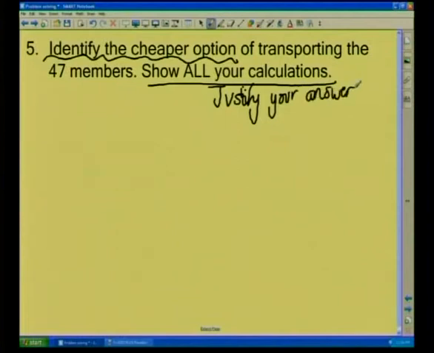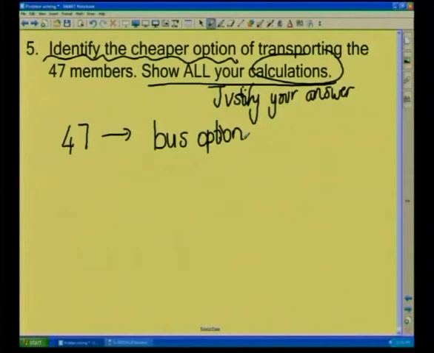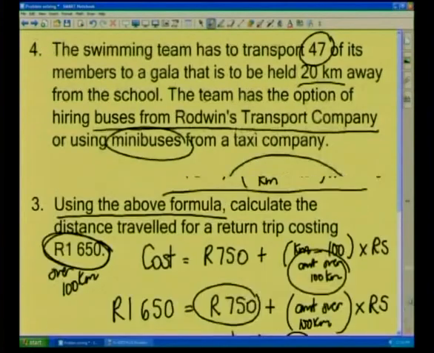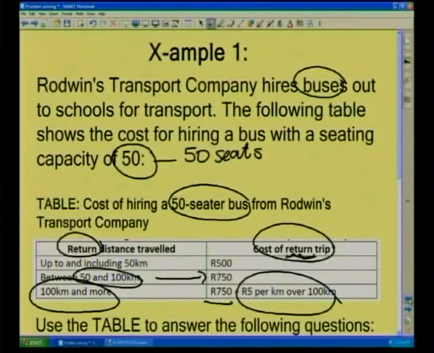And in maths, justifying your answer is usually with calculations. So I've got 47 children that I need to put. And so my bus option, let's go back to the information we had about our bus at Rodwin's bus. It had 50 seats. So we only need to have one bus.